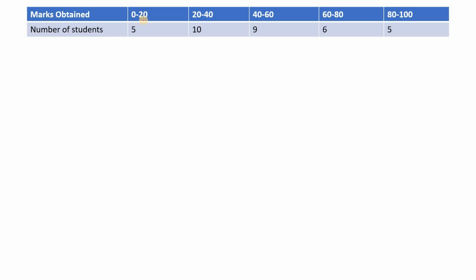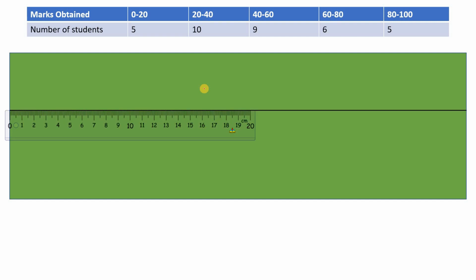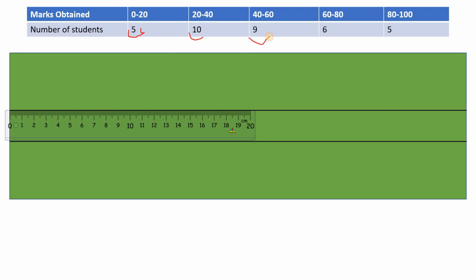The marks obtained are grouped as 0 to 20, 20 to 40, 40 to 60, 60 to 80 and 80 to 100, and the number of students are given. First, take a paper, then around the center of the paper, mark a line like this and like this through the scale.